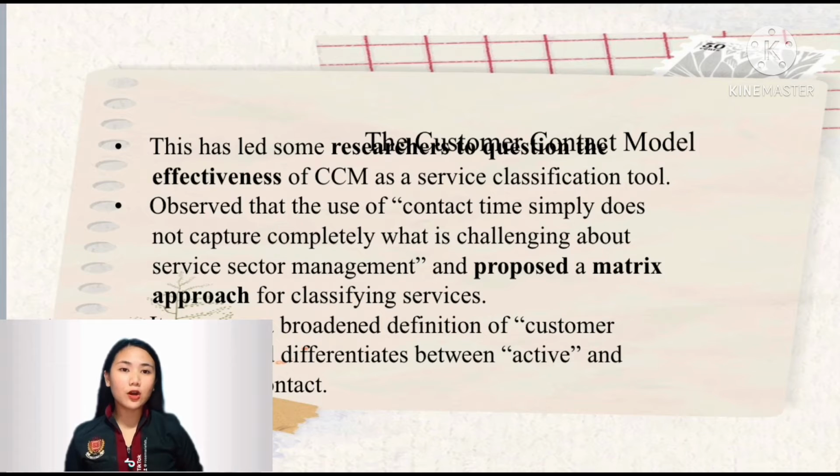These customer contact models' effectivity were questioned by the researchers as the contact time supply does not capture completely what is challenging about service sector management. That's why they propose another approach, which is the Schmenner's Service Process Matrix.